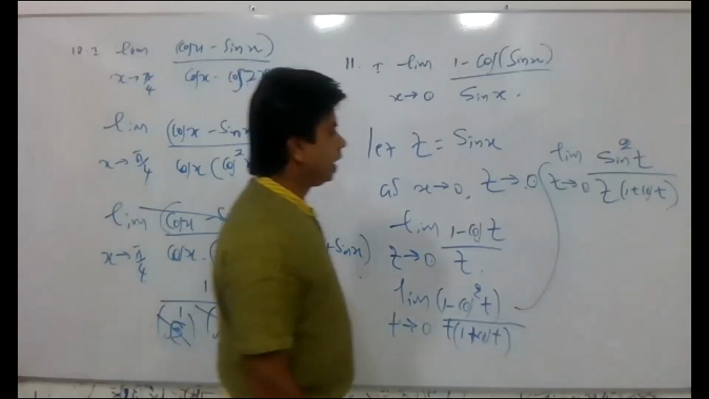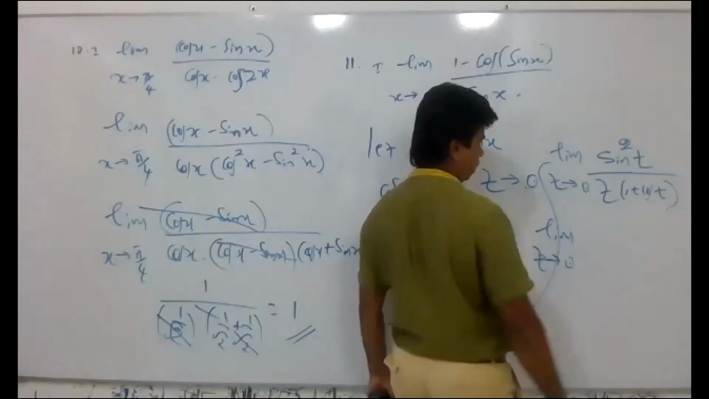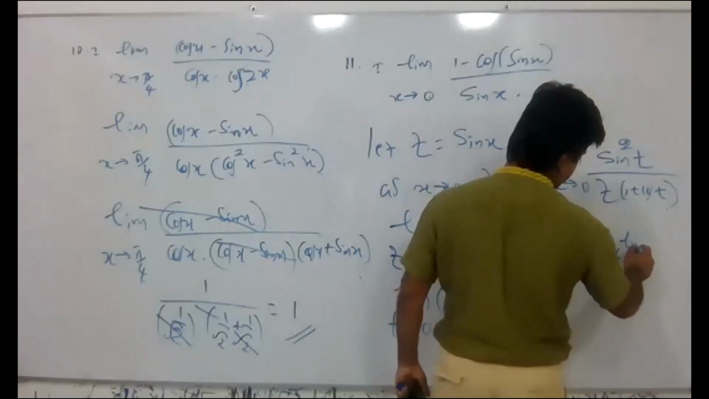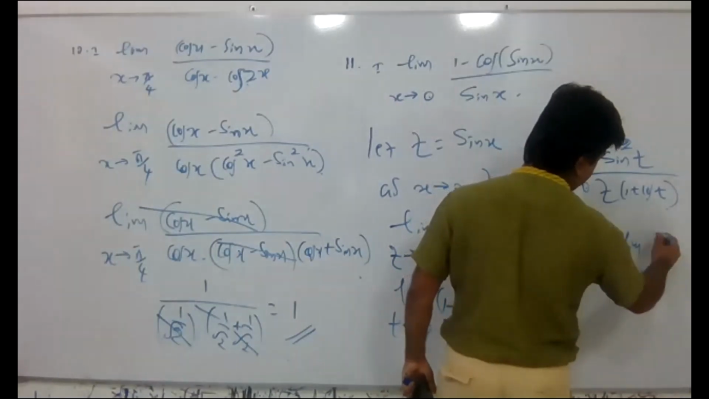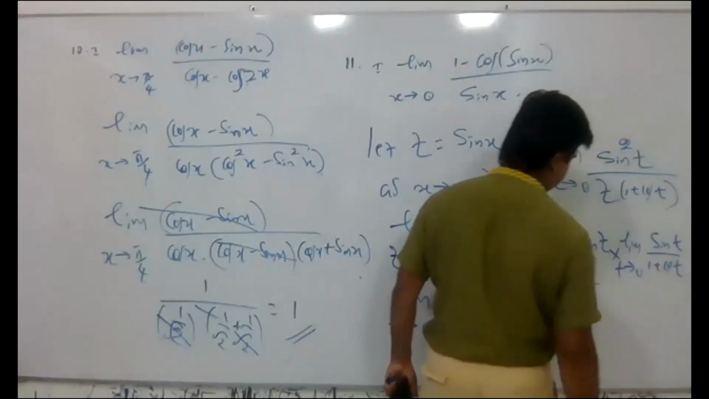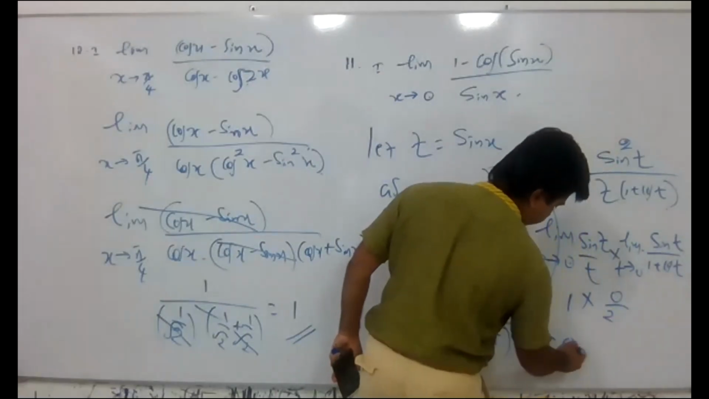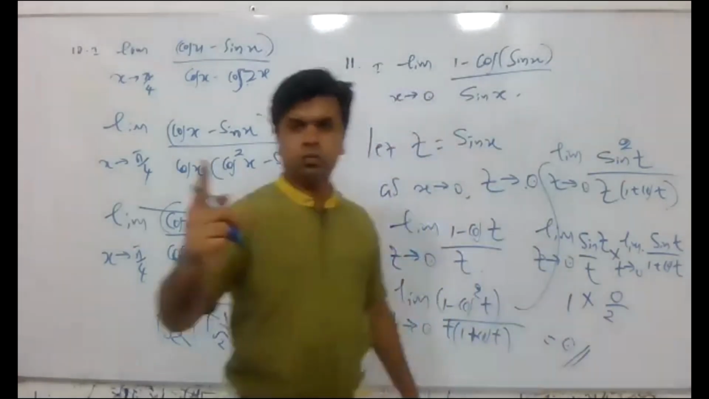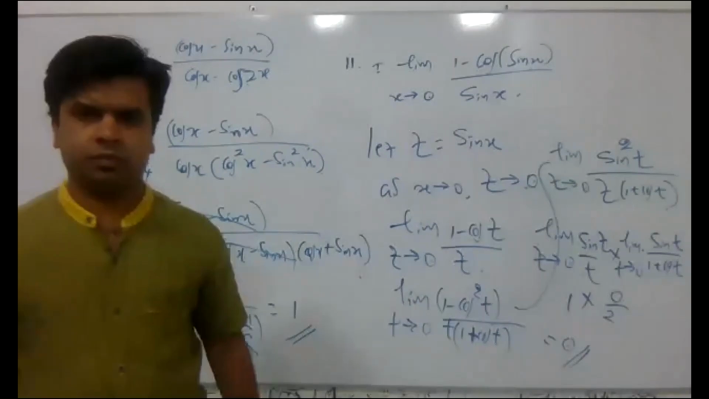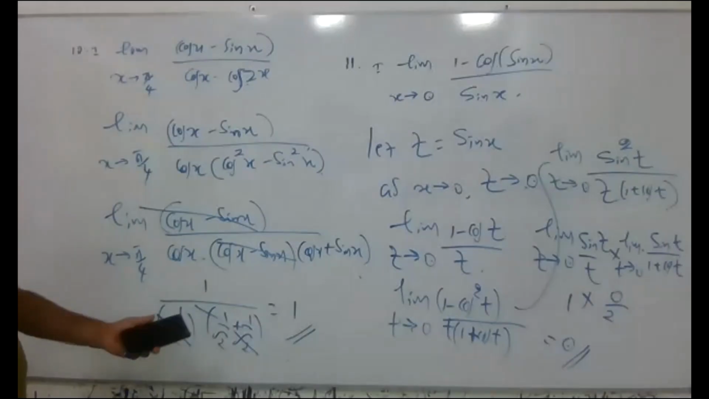Then you can write it like this: limit t goes to 0 of sin t over t, into limit t goes to 0 of sin t over (1 plus cos t). This is 1. Sin 0 is 0, over 2. The answer is 0. Who got 0? Wow, good. Others, please copy down this.